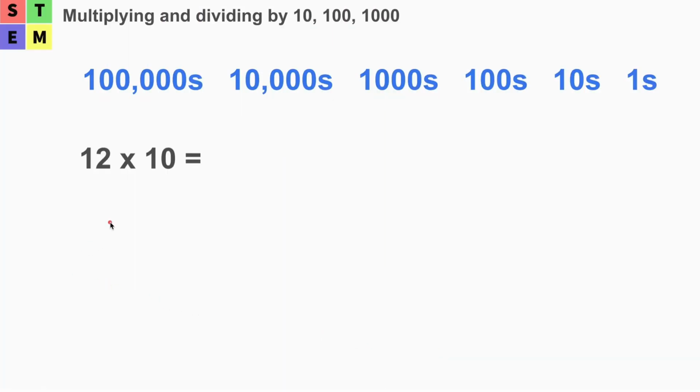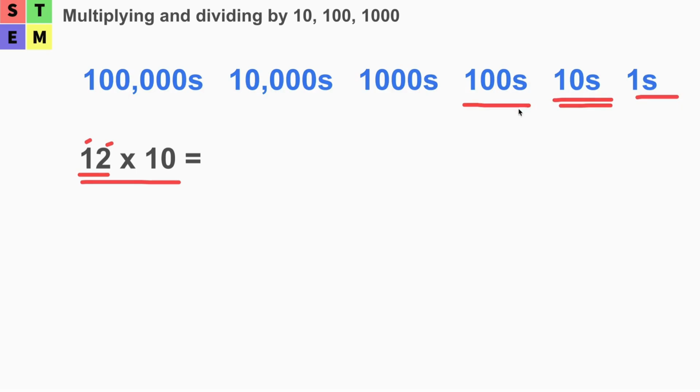Let's take a look at what we have here. We have 12 times 10. So let's first take a look. In 12, we have 2 at what? Ones place. And 1 at what? Tens place. When we are multiplying by 10, that means the 2 will become the tens place, and the 1 will become the hundreds place.